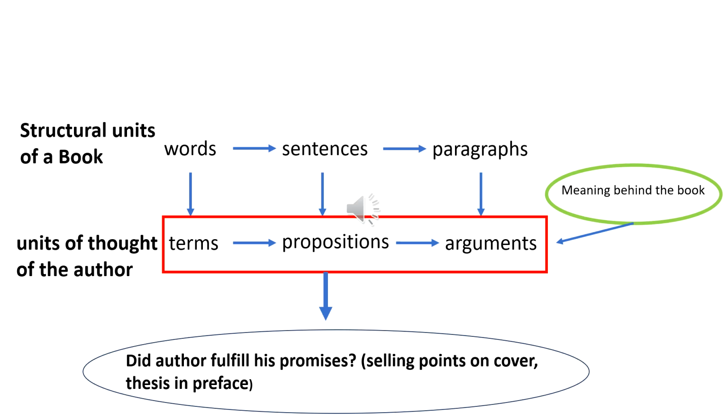By doing an outline that includes keywords, sentences, and paragraphs, we can find the thoughts of an author. More precisely, the meaning behind the text. As you can see on this slide, each structural unit of a book has a corresponding unit of thought. We'll talk about each unit of thought in this presentation, which are in the red rectangle. Lastly, we will talk briefly about the questions asked to assess whether the author fulfilled the promises he made on the book cover.